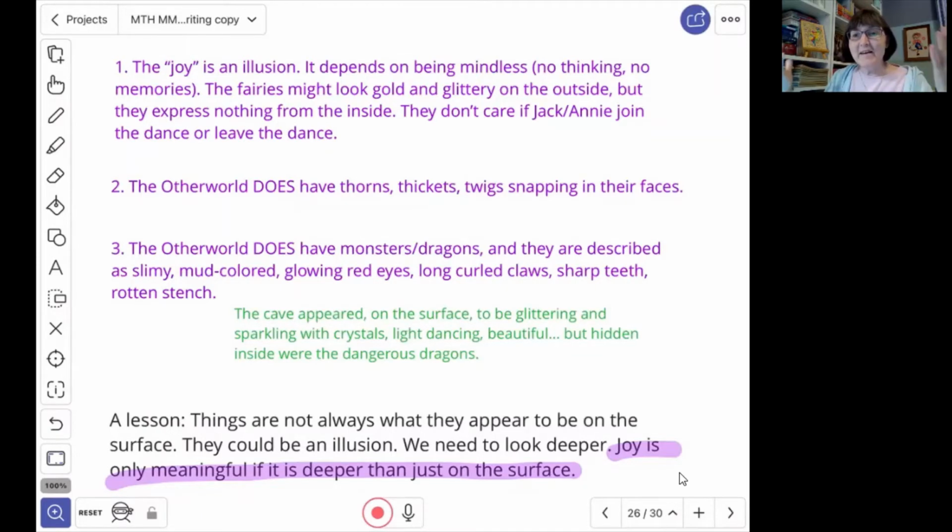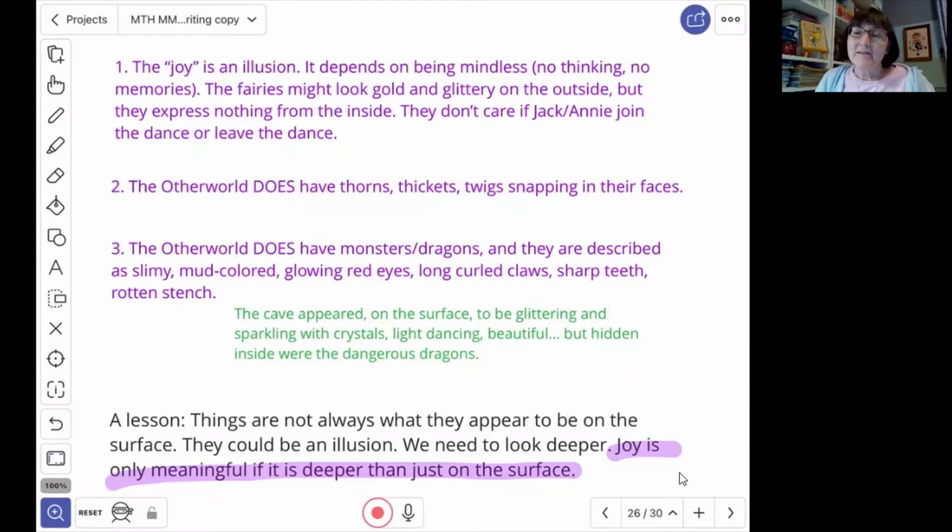So what we see on the outside might just be an illusion, not really what we would find if we look deeper. And I thought about how this whole story is about joy, and if you have joy or you don't have joy.